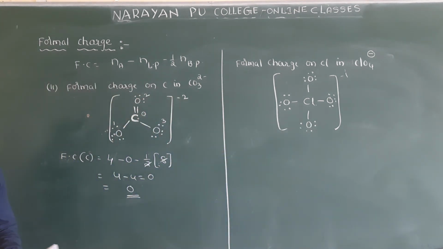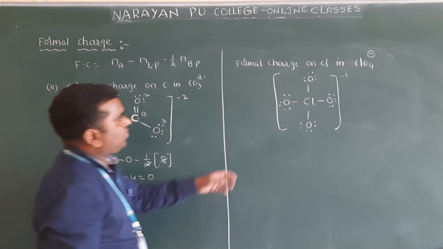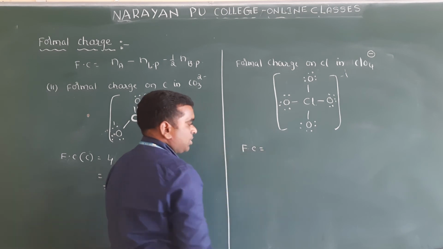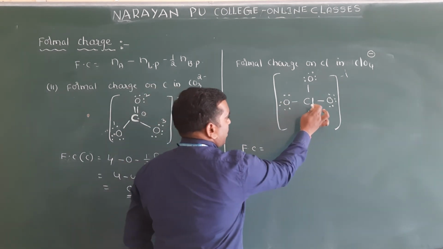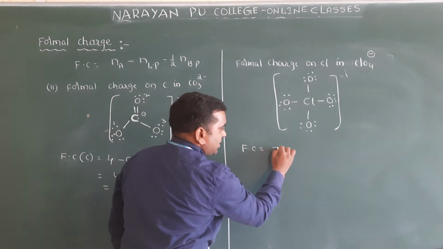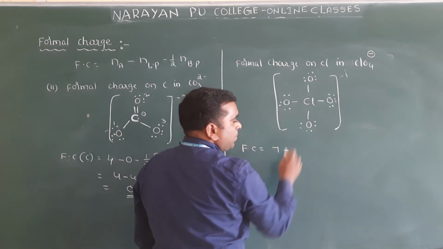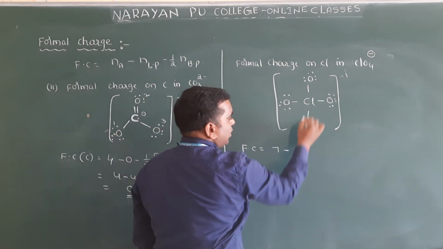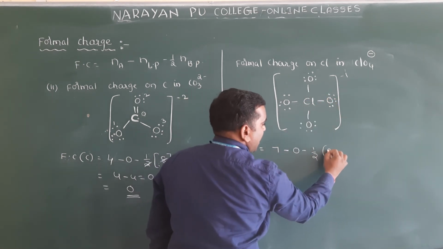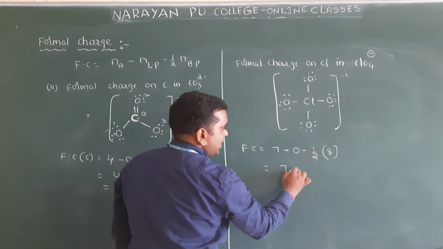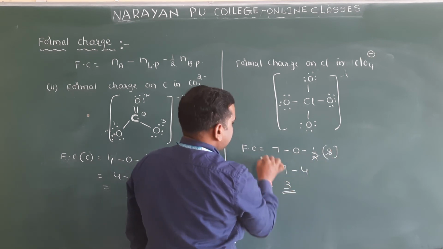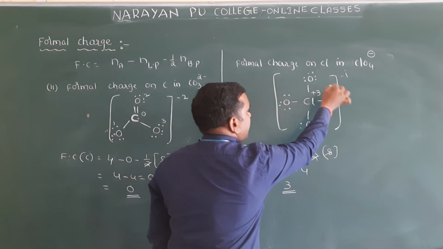So now what are they asking? They are asking to calculate the formal charge on the chlorine in this molecule. How to calculate the formal charge here? First of all you have to write the valence electrons. Chlorine belongs to which group? 7th group, so you write 7 electrons minus the lone pair of electrons. Does chlorine have any lone pair? No, 0. How many bond pairs? 1, 2, 3, 4. 4 bonds means 8 electrons. So 7 minus 4, you will get 3 as the formal charge.